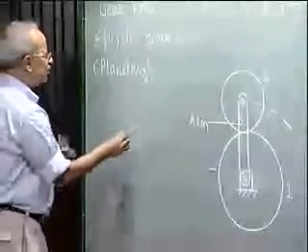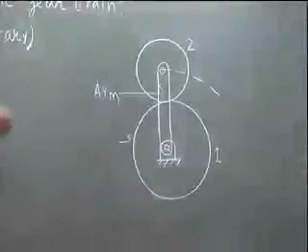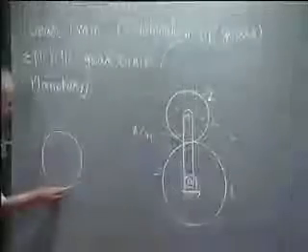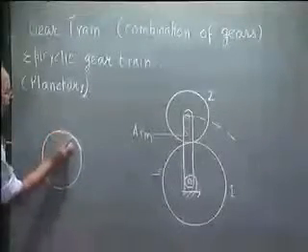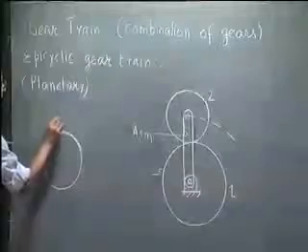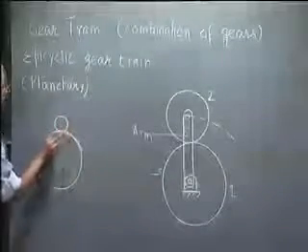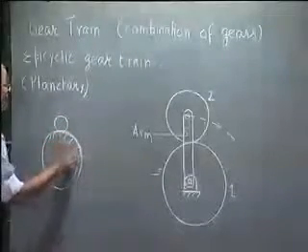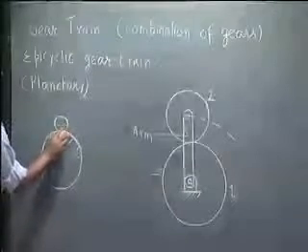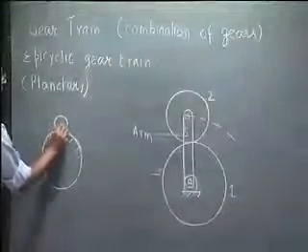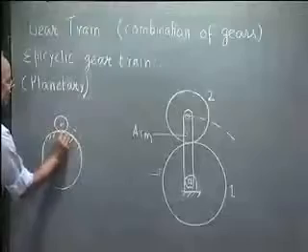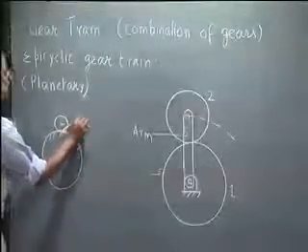Epicyclic, because we know if a circle rolls on another circle, then any point on this rolling circle generates a curve which is called epicyclic.